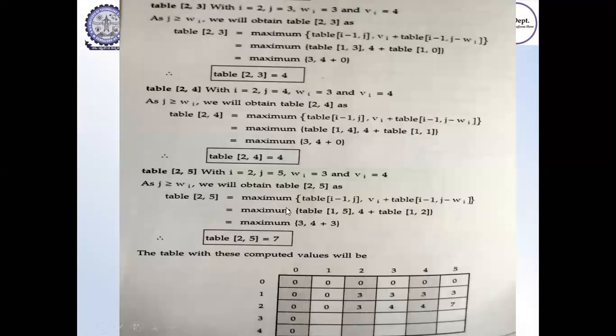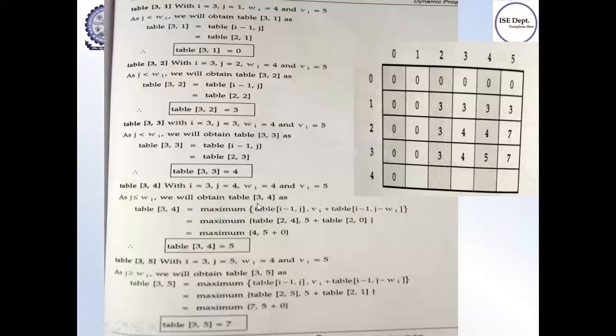So this will be the ID. Same formula you keep on using. Only thing you should check is whether j is greater than or equal to w_i, or j is less than w_i, and then start doing it, and you will get the results.